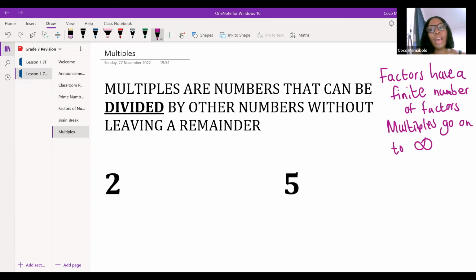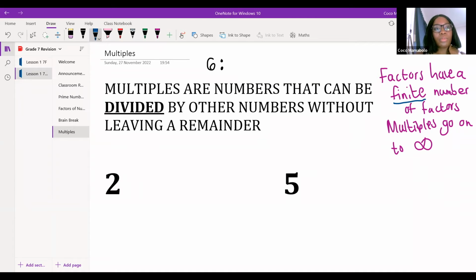Now, finite means that there's only a certain amount of them that fits in there. Like if I ask you guys to give me the factors of 6, what would you guys say? What are the factors of 6? Pop them in the chat for me. Yes, Sangin. So, ma'am, what the finite thing, ma'am? What exactly is going on when you say finite?